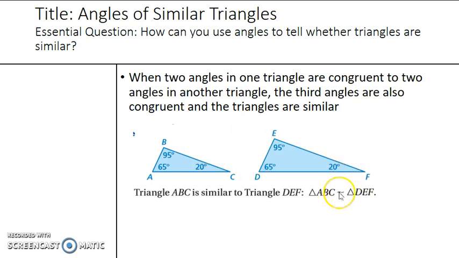Remember, this little swirly sign means similar. Similar. Same shape, different sizes. We're not really happy with that definition anymore. Similar really technically means angles are the same and sides are proportional. Let's go ahead and jump into our examples.